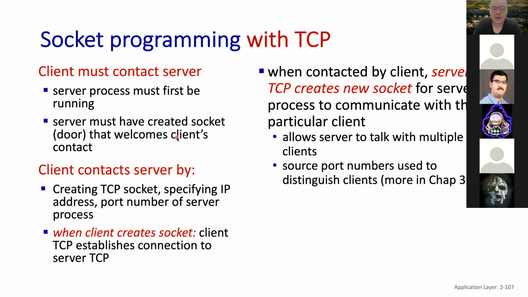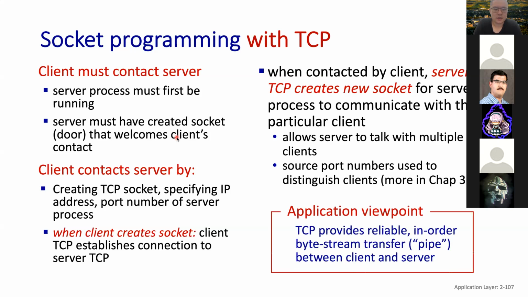And when contacted by the client, server TCP creates a new socket for the server process to communicate with that particular client. So this means that TCP has to create multiple different sockets for particular client communication, allowing the server to talk with multiple clients, right? The source port number is used to distinguish clients. From the application point of view, TCP provides reliable, in-order byte stream transfer between the client and server side.